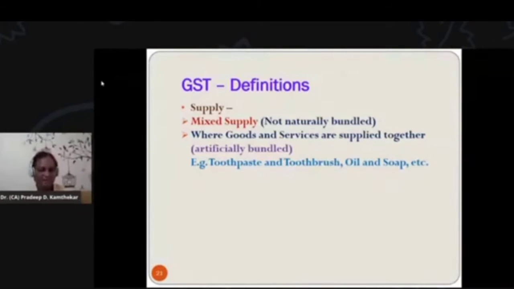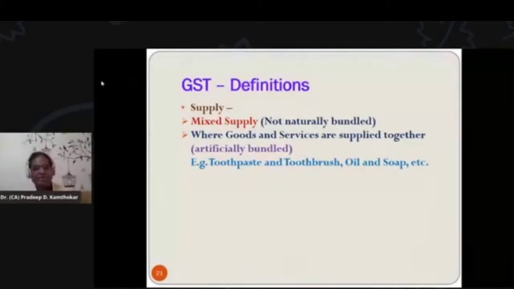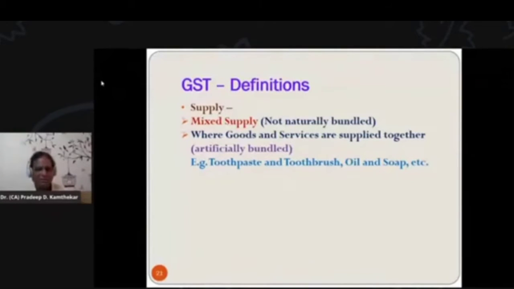Say in the case of oil and soap, when you buy 1 liter of oil, and along with that you are given one small soap free, which is called free, but nothing is free in this world except free economic goods. Suppose oil has an 18% GST rate and soap has a 12% GST rate if you buy them separately.